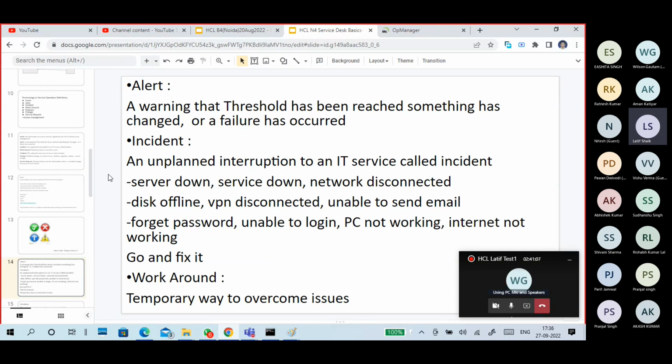Alerting, already I told you, is a notification alarm. So when something is changed, or a warning is generated, or an error occurs, it will automatically notify. That is the notification system.